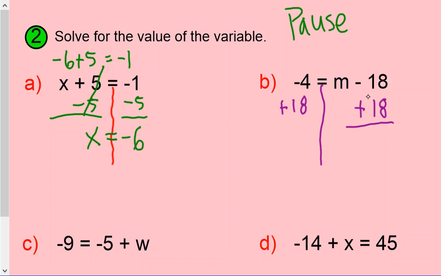And then minus 18 plus 18 will cancel out. And then we have negative 4 plus 18, which would leave us with a positive 14 equals m. Okay, and again, if we plug that back in to our equation, 14 minus 18 equals negative 4. And 14 minus 18, 14 minus 14 would get us to 0. And then there's 4 more, that would be negative 4. So the value of m is 14.